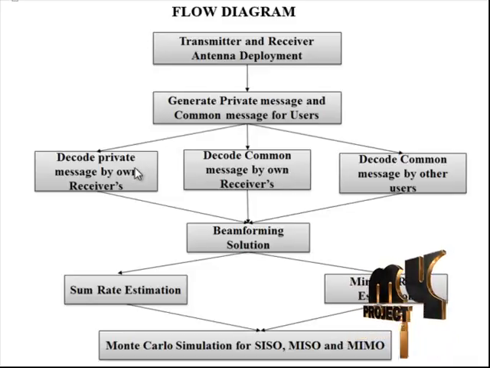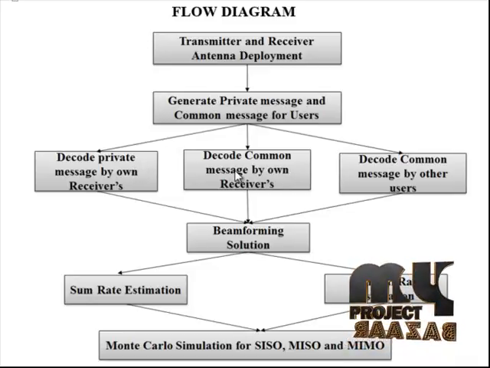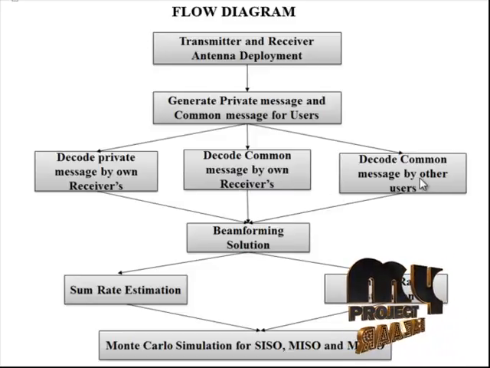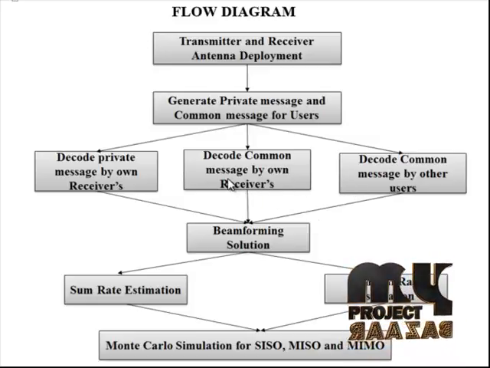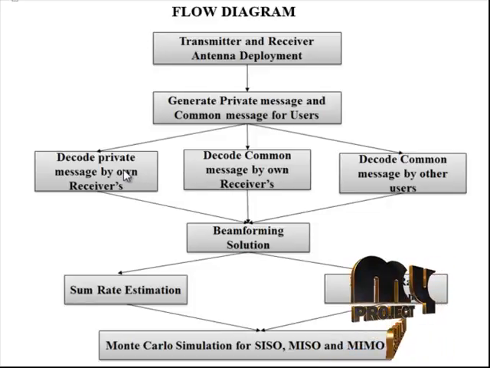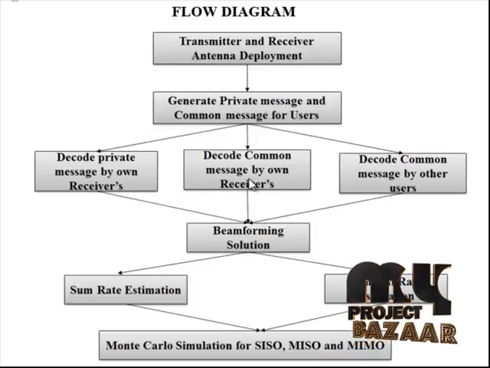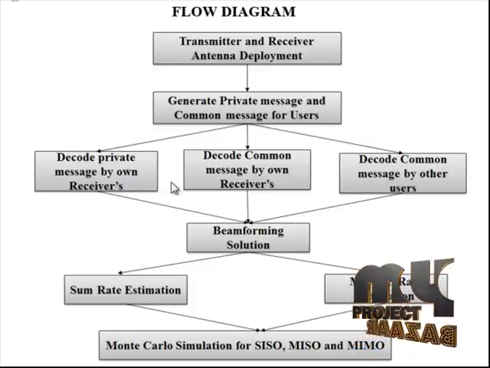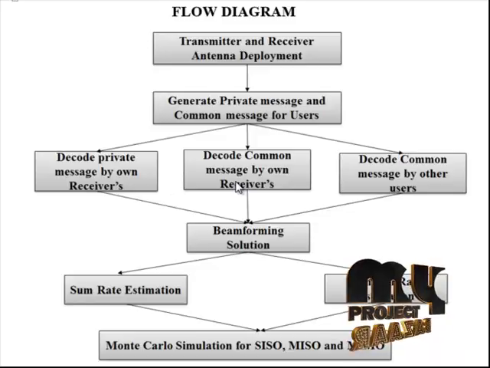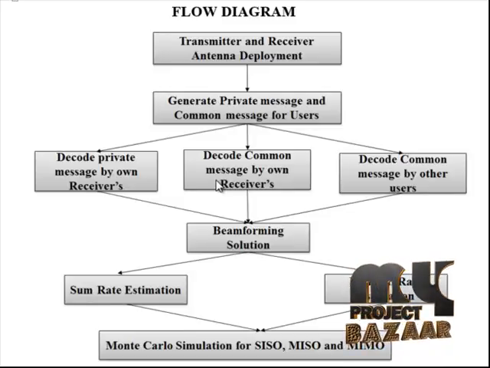Next, decode the private message and the common message by its own receiver, and decode the common message by other users. The system adopts a two-stage scheme where each receiver jointly decodes the two common messages in the first stage and then decodes the private message in the second stage. Therefore, its achievable capacity region should lie between that achievable by joint decoding and successive decoding, as employed in the current paper.